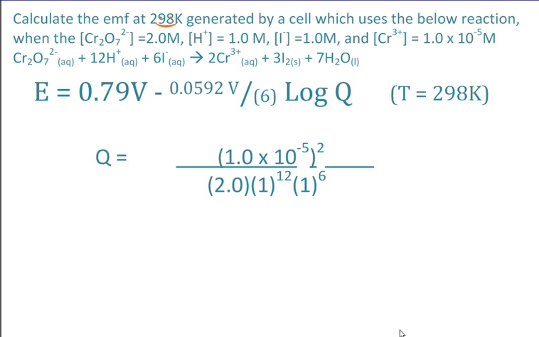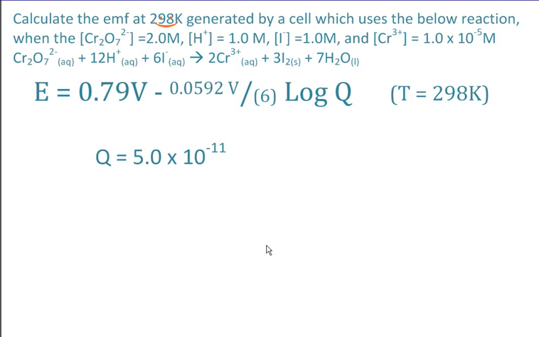So now, all we've got to do is plug this into our calculator. And if I do 1 times 10 to the negative 5 squared, I end up getting 1 times 10 to the negative 10th. 2 times 1 to the 12th, well that's just 1. 1 to the 6th, that's just 1. 2 times 1 times 1 is 2. So then, just divide. Our Q is going to equal 5 times 10 to the negative 11.